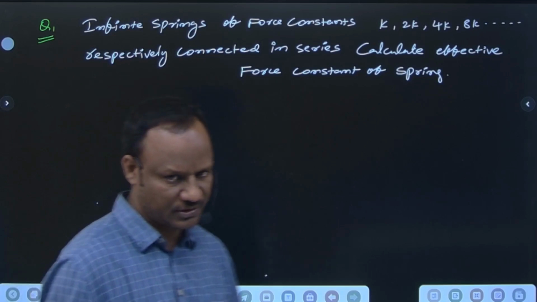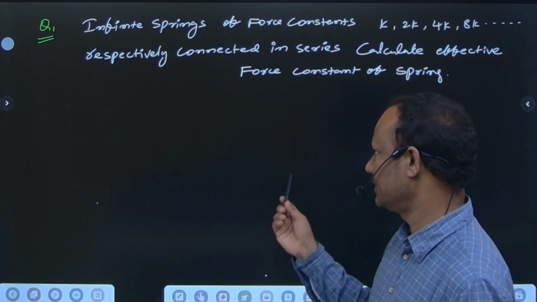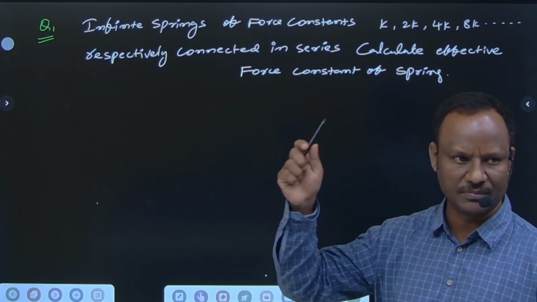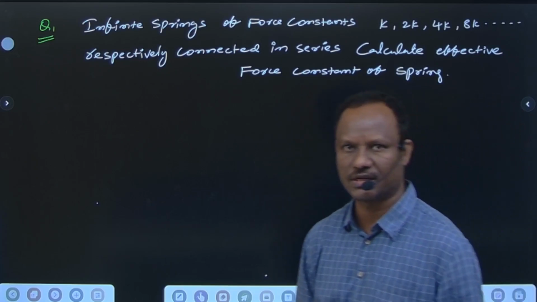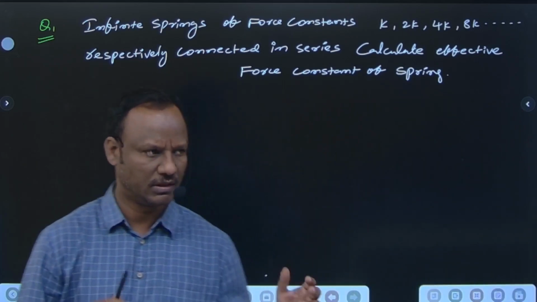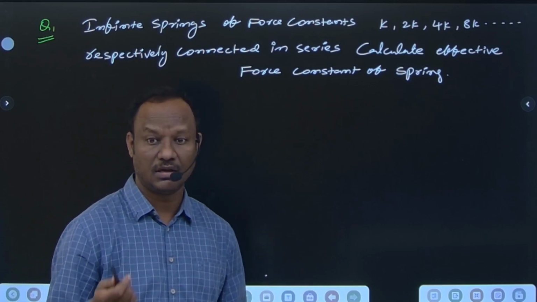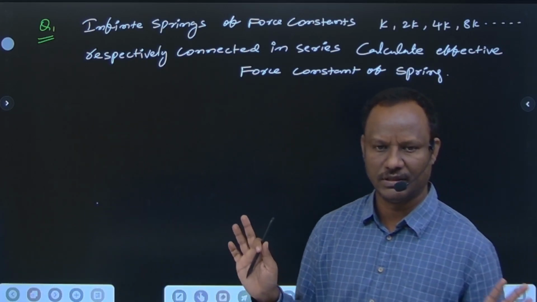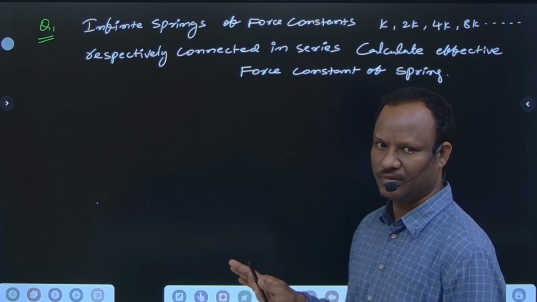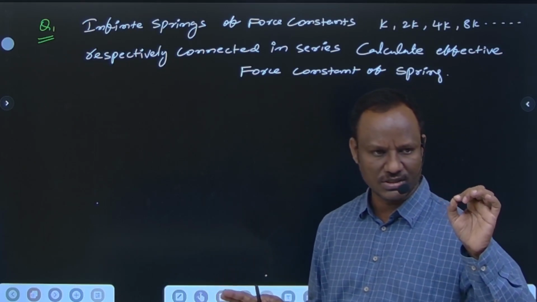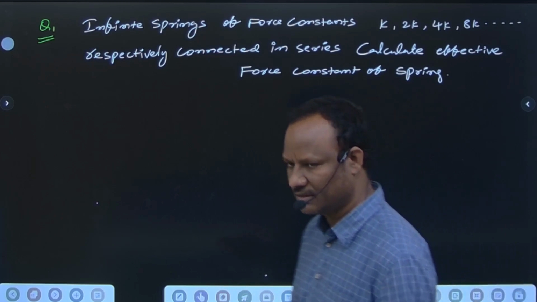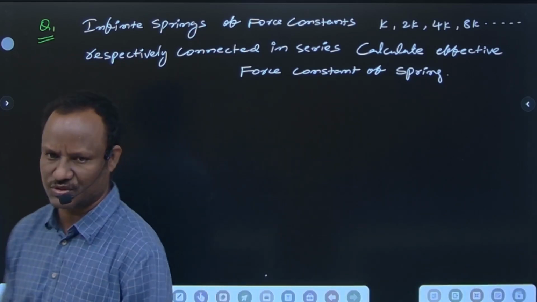So here are the questions. Some few models I'm giving. First one, infinite springs of force constants. Means many springs. Only two springs are connected in series. Series K equivalent is what? K1 K2 by K1 plus K2. In the series combination, what to remember? Force is constant. Displacement differs. X is equal to x1 plus x2.